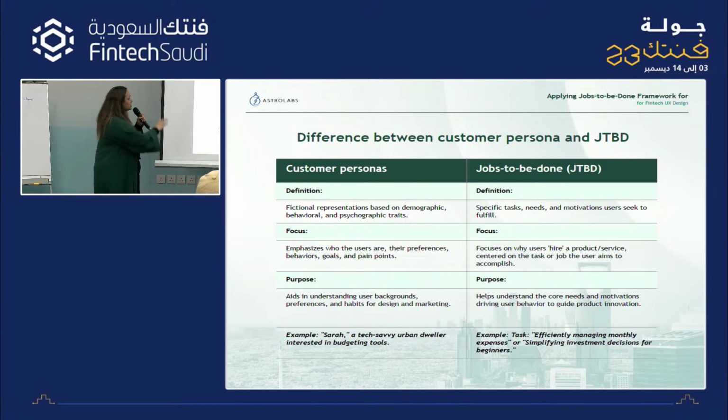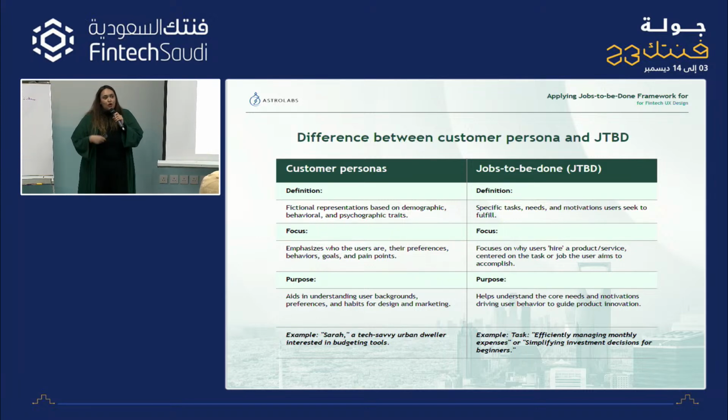Okay, what is the focus of customer persona? It emphasizes who the users are, their preferences, their behaviors, their goals, their pain points. Let's think together, what is the importance of customer persona? What should you do with a customer persona? We don't throw it away just because we learned about jobs to be done. We still use it. How do we use it? What do you guys think?